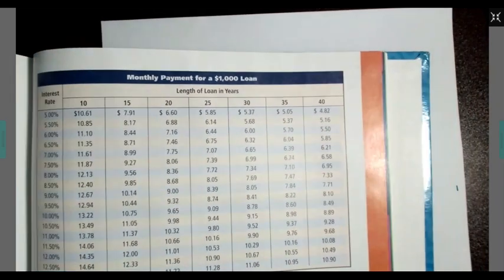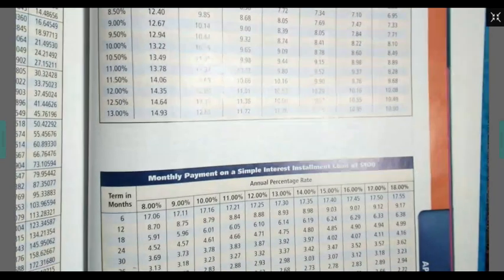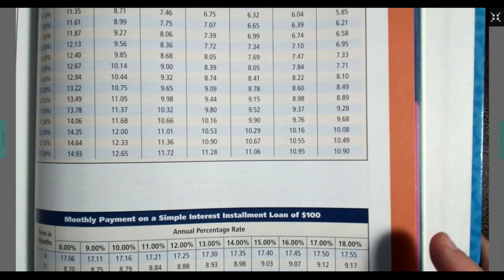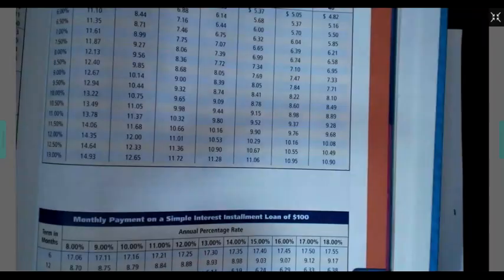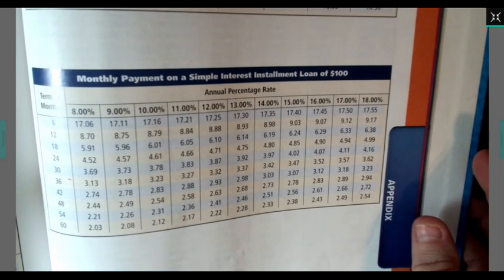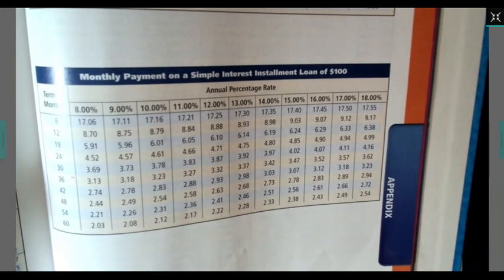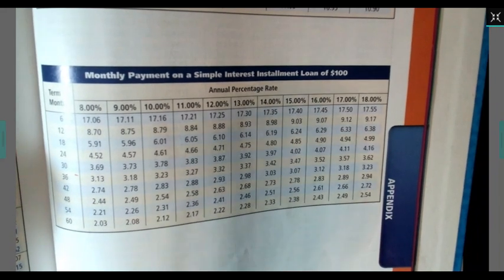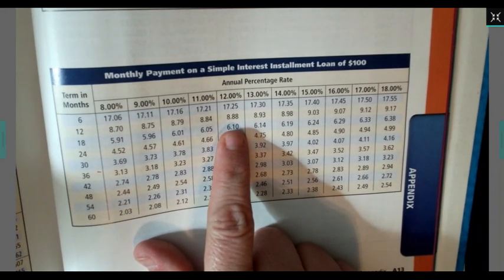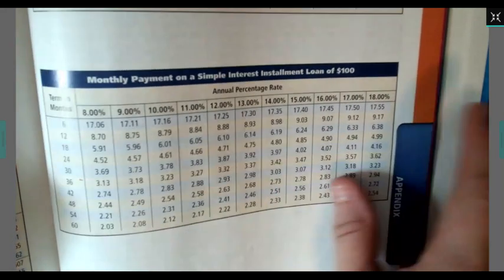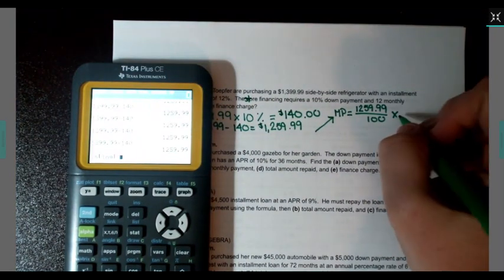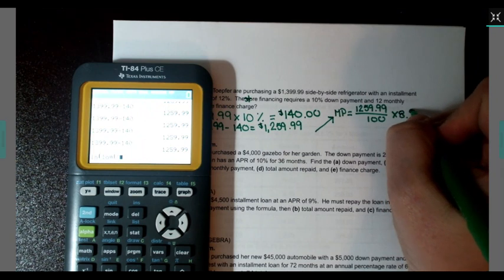Okay. Monthly payment, oops, sorry, you can't see it. Monthly payment on a simple interest installment loan of $100. Turn off this light. Okay, there we go. All right. So we know that it is a 12% interest rate, and we're doing this for 12 months' time. So they have 8.88. So we're going to multiply this by 8.88.